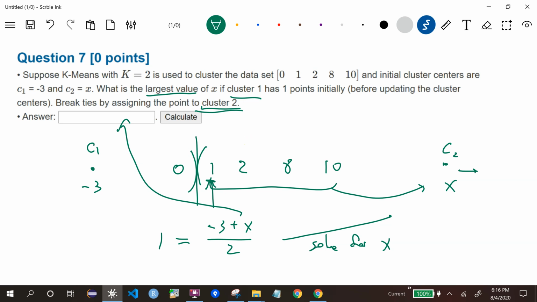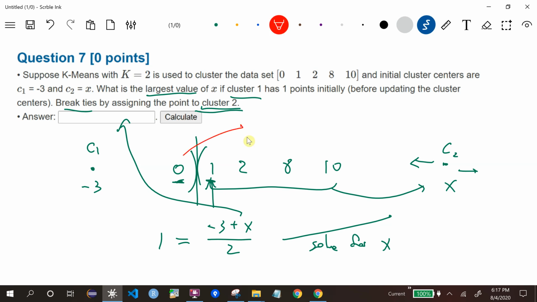And there are a few variations of this, and the simplest one is I can change the largest value to the smallest value, but I need to change the tie-breaking rule such that you assign the points to cluster 1 if there is a tie. Then we can move it to the left a bit, so basically we can make 0 equally distant from C1 and C2. If the tie-breaking rule is assign the point to cluster 1, then we will be okay.